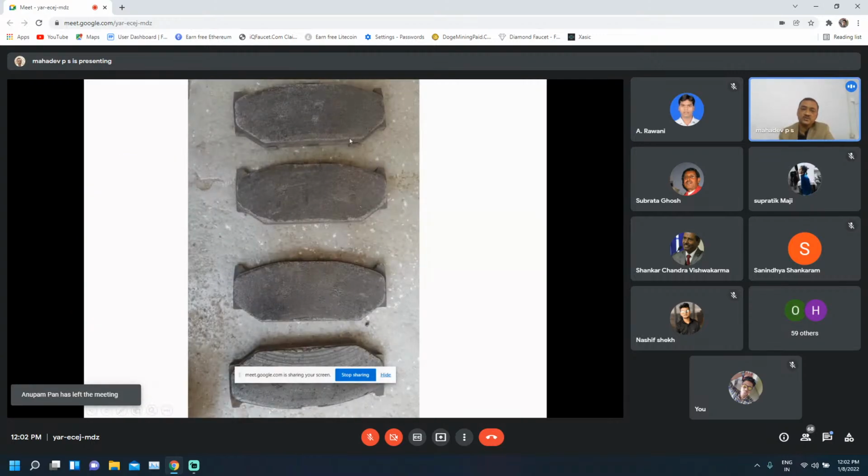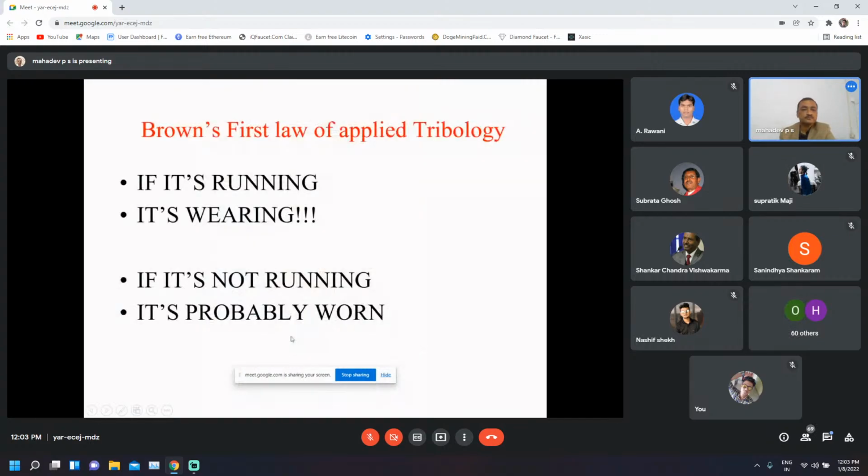These are photographs of the brake shoes of my Maruti Suzuki car, taken after running for 49,000 kilometers. You can see the four brake shoes; these are more worn out compared to the bottom one. Brown's first law of applied tribology says, if it's running, it's wearing. That means anything which is in motion loses some material.